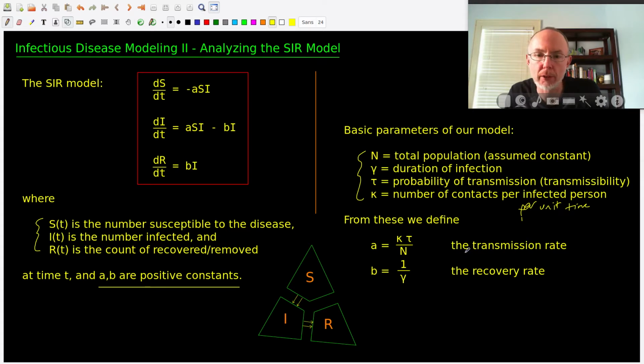A is the transmission rate, and it's the product of the number of contacts times the probability of transmission divided by the total population. And then B is, of course, the recovery rate. So A is the parameter that's modeling this motion, and B is the parameter that is controlling the recovery. So with this understanding of the disease, let's first talk about the mathematical properties of this system of equations.